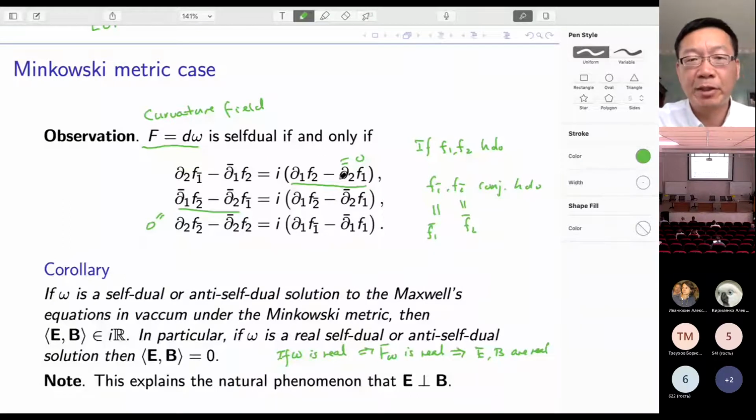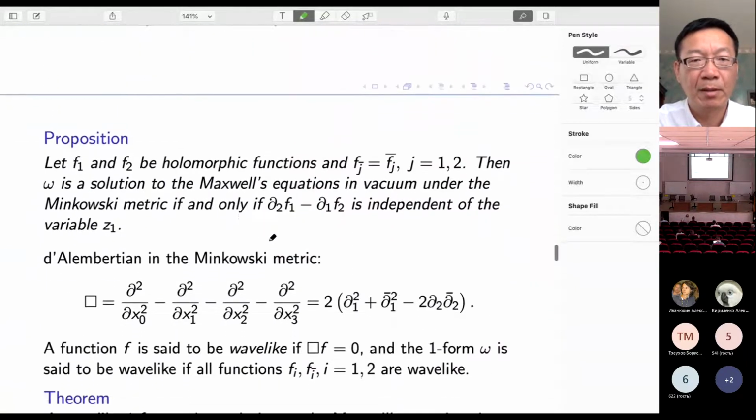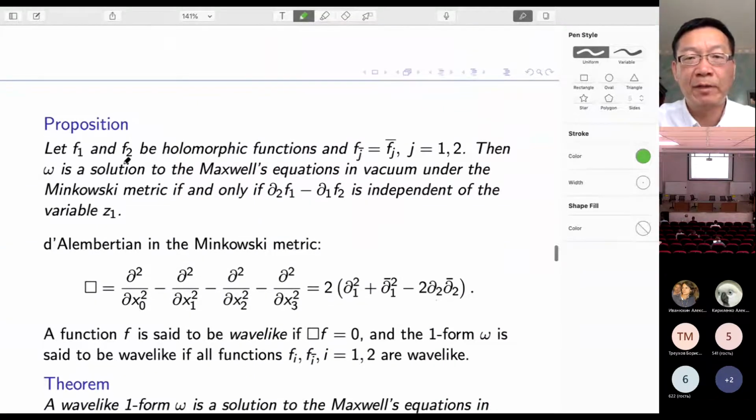Okay, and if it is 0, then it simply means that we have the following. Say F1, F2 are holomorphic functions, and Fj bar is Fj conjugate, j is 1, 2. Then omega is a solution to Maxwell's equations in vacuum under the Minkowski metric if and only if this function is independent of the variable z1. Okay, so there are some calculations, not immediate from here, which will verify that this is true if and only if this is independent of variable z1. So again, this shows that the holomorphic functions give natural solutions to Maxwell's equations in the Minkowski metric.